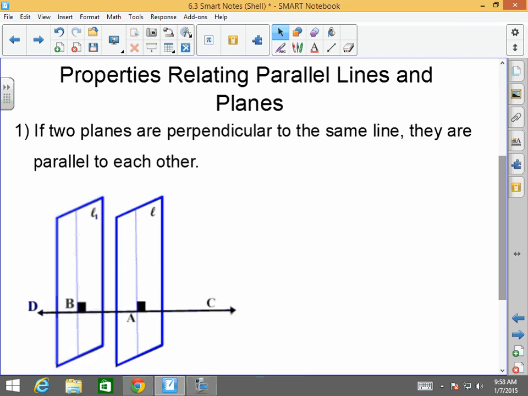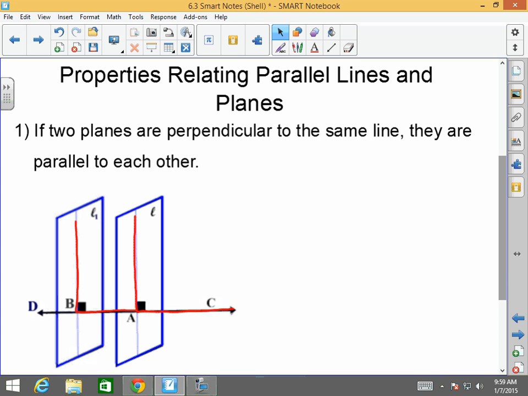Okay? Since this line is perpendicular to this plane, and it's perpendicular to this plane, that means that planes G and L are parallel. Does that make sense, boys? Yes, sir.